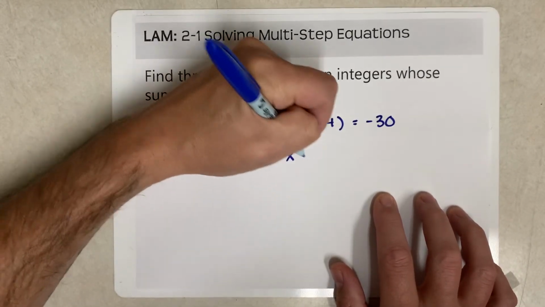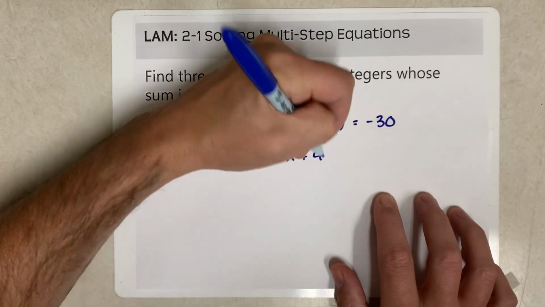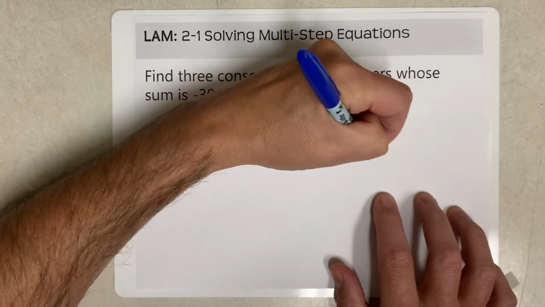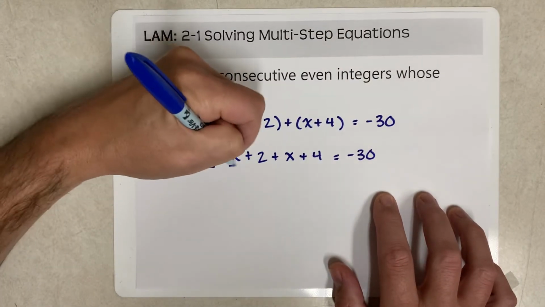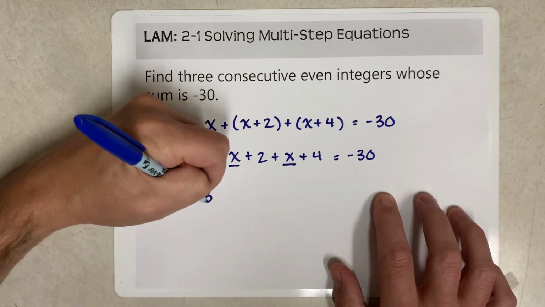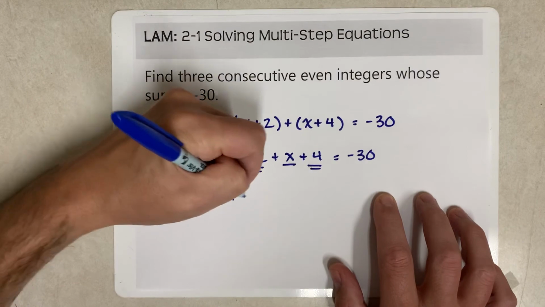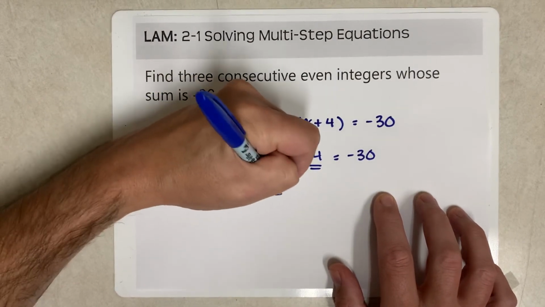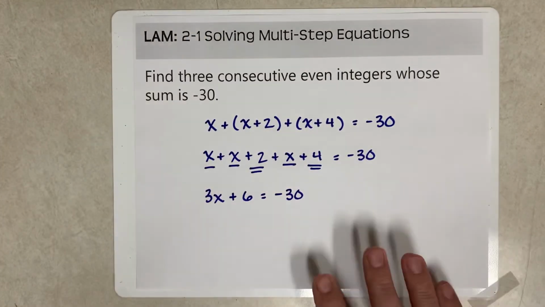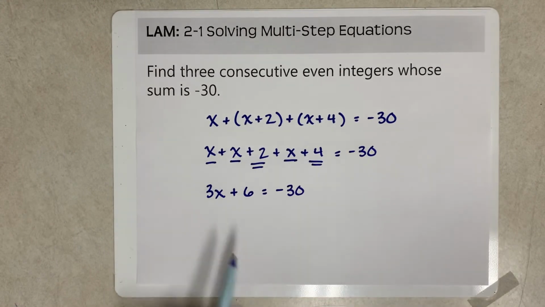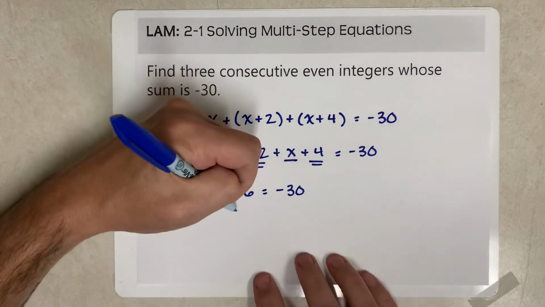It's pretty cool because we're actually going to get the same exact left-hand side. Okay, again, 1, 2, 3 x's. Positive 2 and positive 4 make 6 equals negative 30. Now I could do something real cool here to make my life easy. I could divide all 3 of these by 3 to make my equation a one-step. But I'm not going to do that right now.